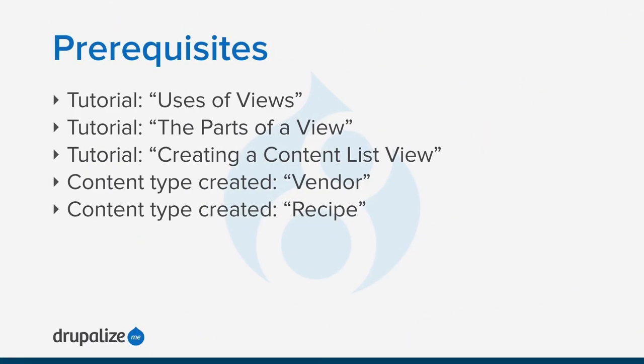Before you get started with this tutorial, you'll probably want to make sure you understand the main concepts and parts that make up a view, and know how to create a view from scratch. Your site also needs the vendor and recipe content types created, each of them with main image fields. It would also be a good idea to have a couple of recipe content items created. The vendor's view must also exist already. See the written version of this tutorial for links to each of these prerequisites, if any of them sound unfamiliar.